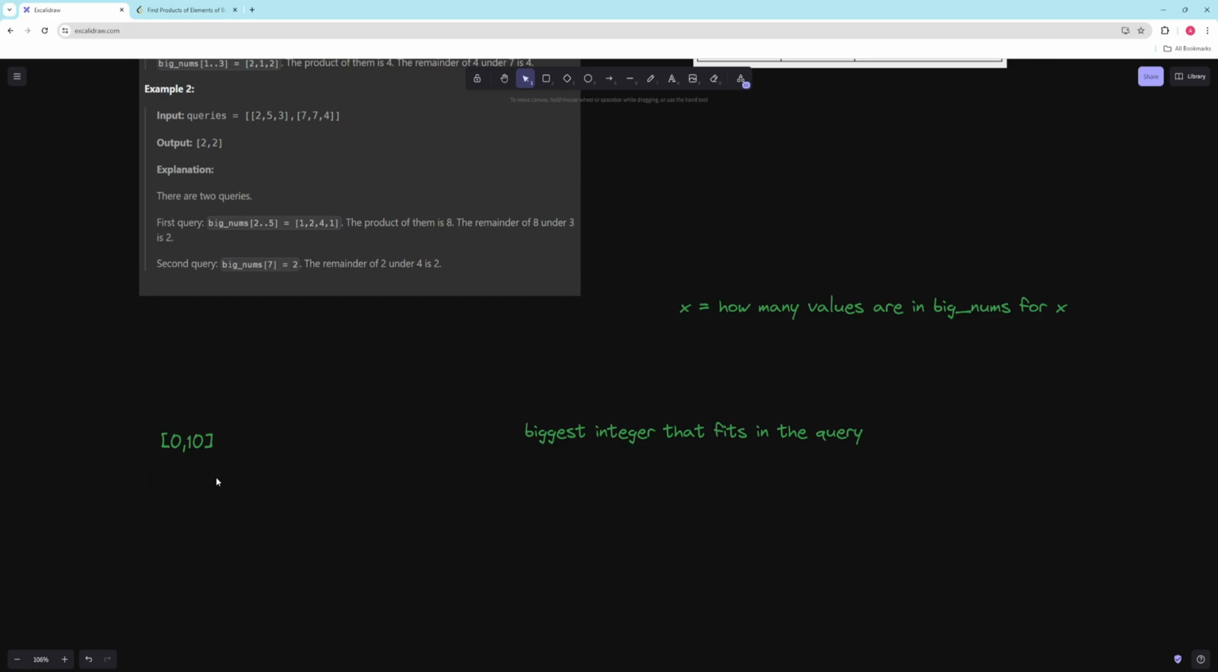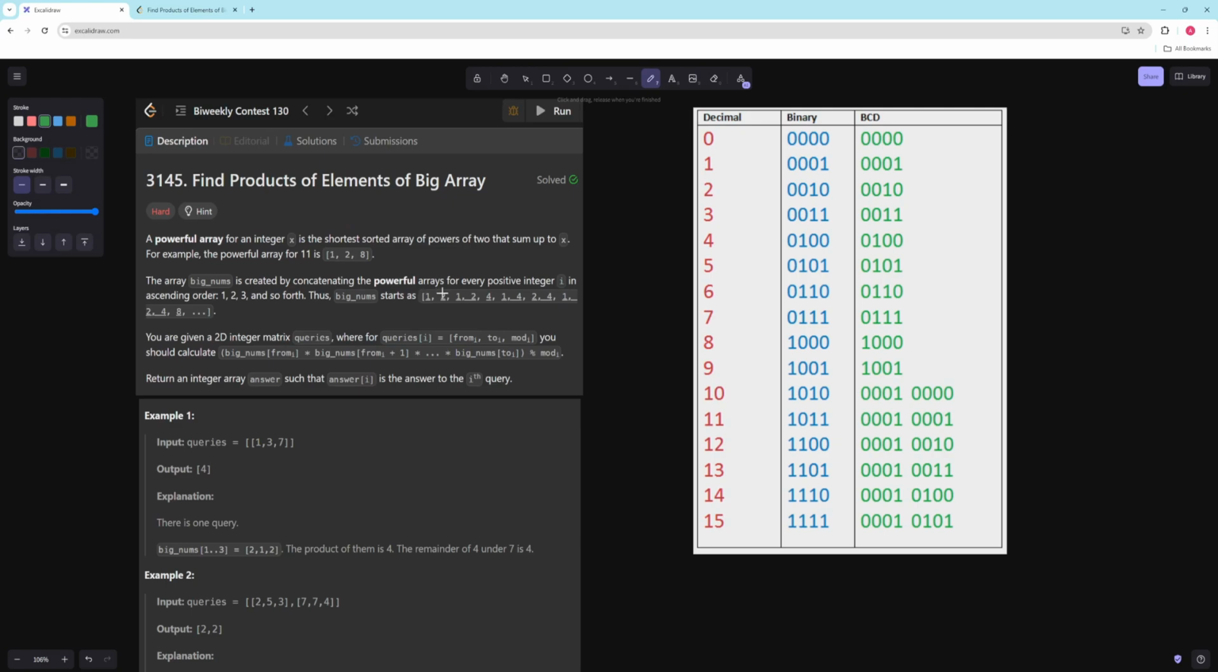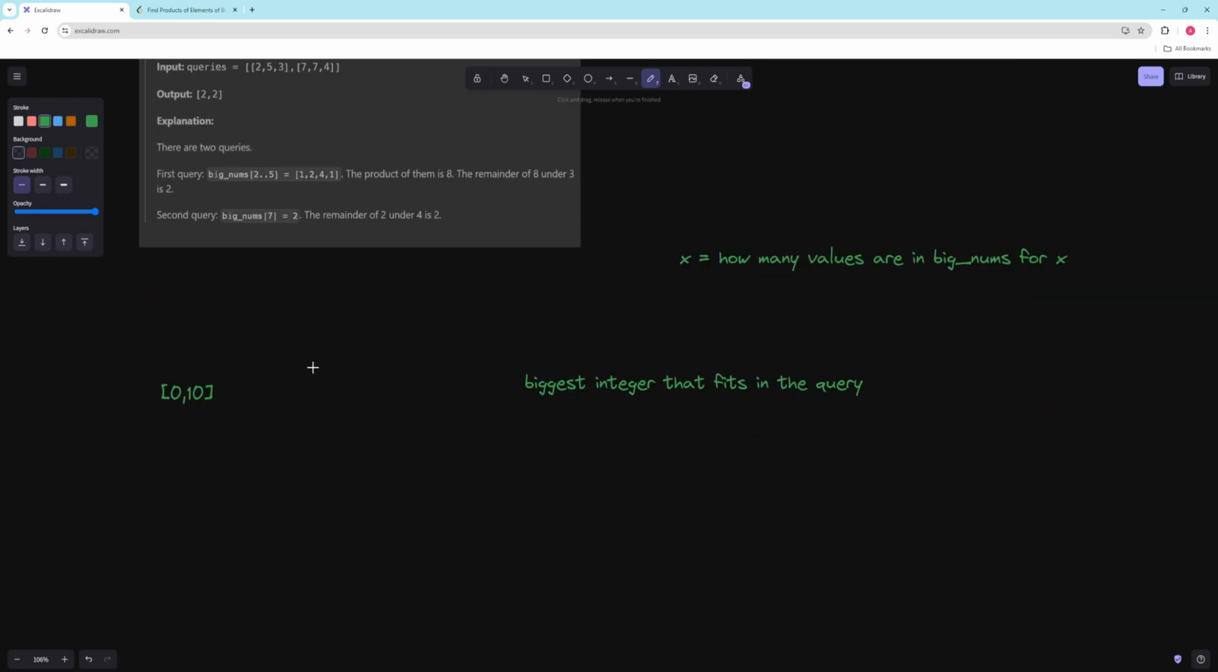For example, let's look at this. Let's say we have 0 to 10 here. So 0 to 10 in big nums would be 1, 2, 3, 4, 5, 6, 7, 8, 9, 10. But you can see the numbers this represents is actually 1, 2, 3, 4, 5, 6, and then 7 doesn't quite fit. You can see we have most of the 7, but we don't. So for the number 6, this 0 to 10, by the way, is 11 indices. So we're basically saying, what's the biggest number that will fit in 11 indices?